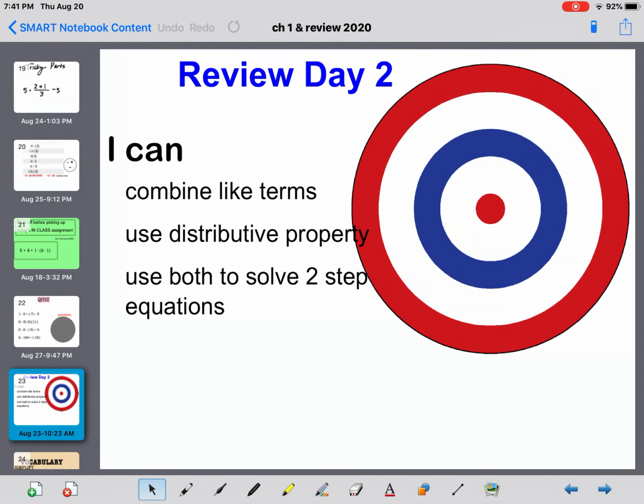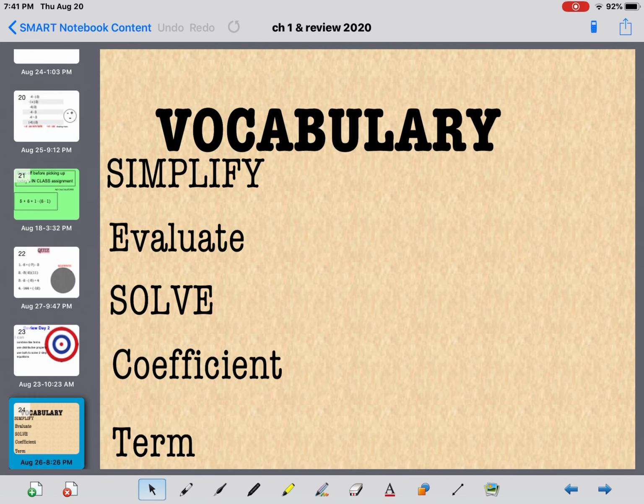Today we're going to do equations and distributive property. So this is the page of our notes that we're going over. Some of the words that we need to know for this section are simplify, evaluate, solve, coefficient, and term.